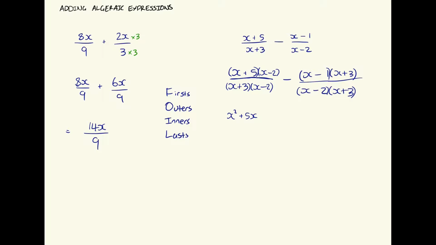The outers, x times minus 2 is minus 2x. And the lasts, the 5 and the negative 2. So 5 times negative 2, or minus 2, that's minus 10. All right, let's subtract that now.